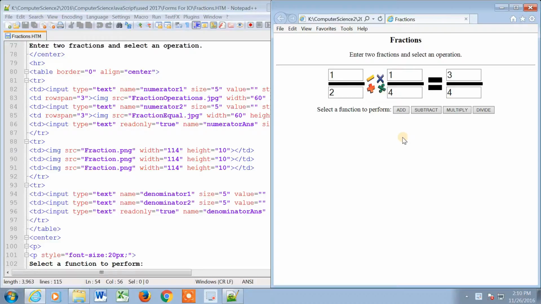So of course you know how to add fractions. You need a common denominator. In this case that would be 4, so this is like 2/4 plus 1/4 is 3/4. I can of course subtract, I end up with 1/4.